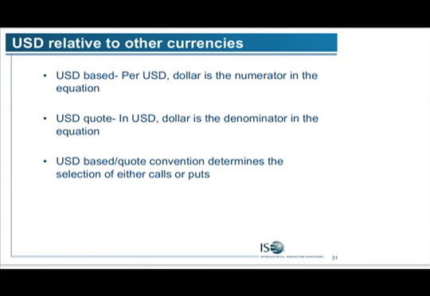So just to go back, dollar base is per U.S. dollar. Dollar is in the numerator. Dollar quote: the dollar is in the denominator in the equation.